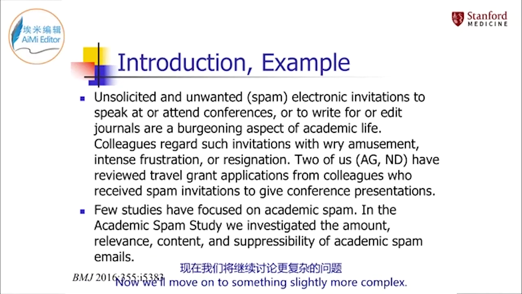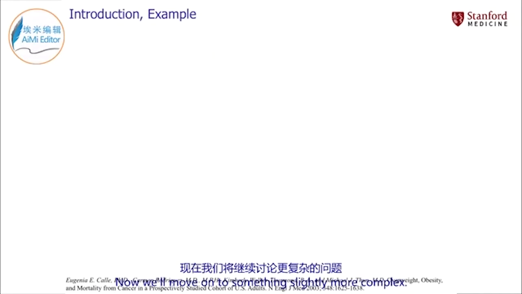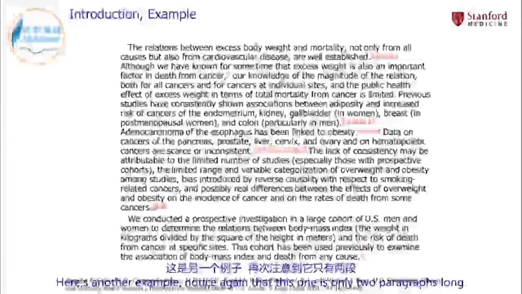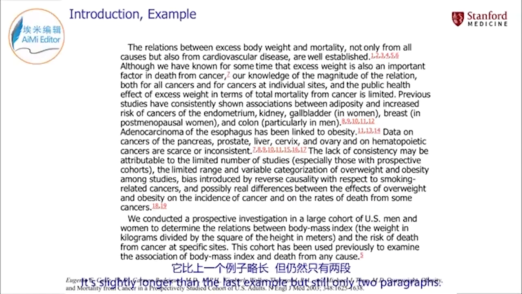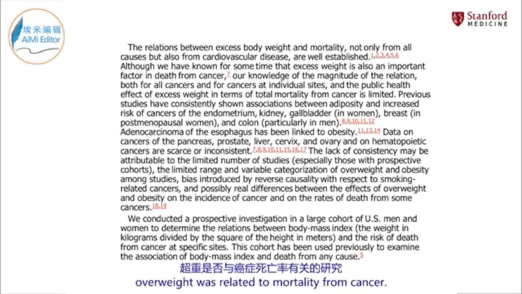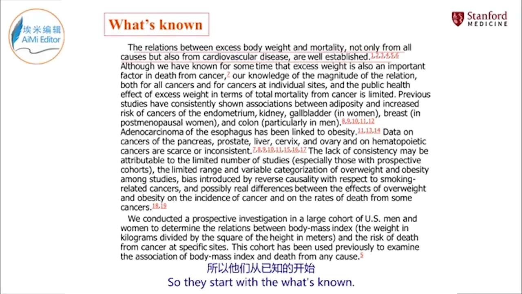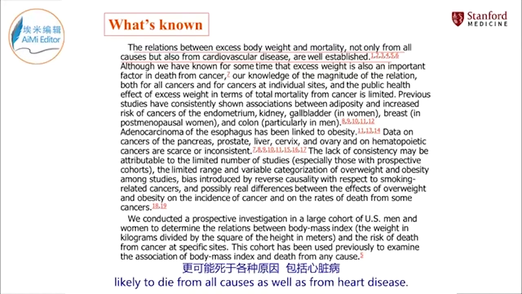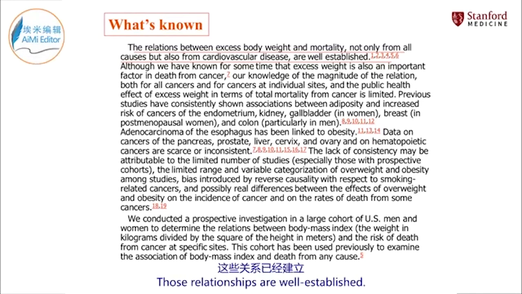Now we'll move on to something slightly more complex. Here's another example. Notice again that this one is only 2 paragraphs long. It's slightly longer than the last example, but still only 2 paragraphs. This one was looking at whether or not obesity and overweight was related to mortality from cancer. So they start with the what's known. We know that if you're overweight or obese, you're more likely to die from all causes as well as from heart disease. Those relationships are well established.